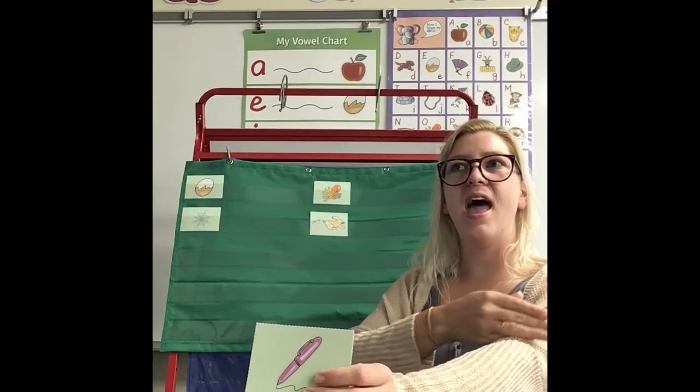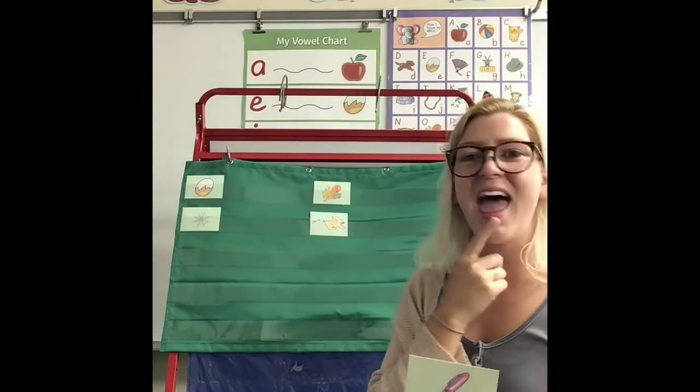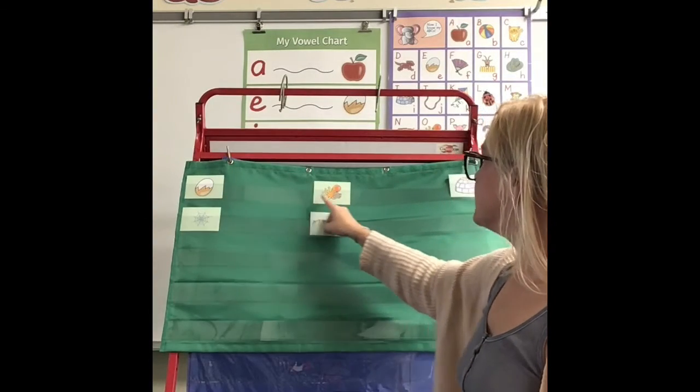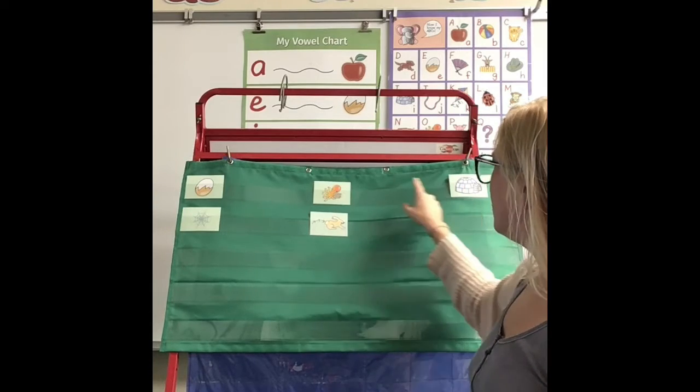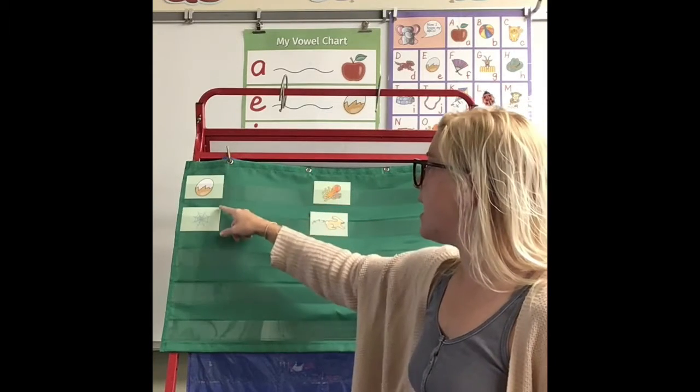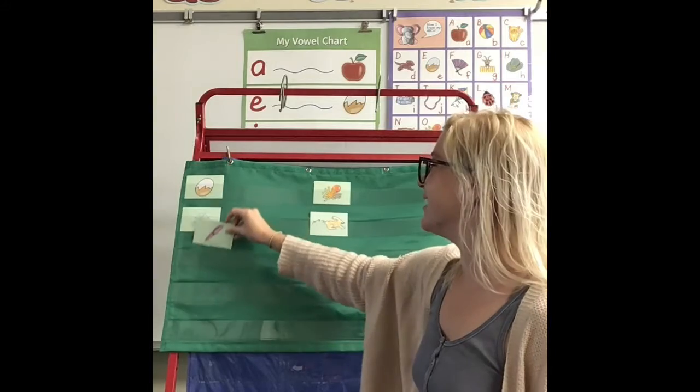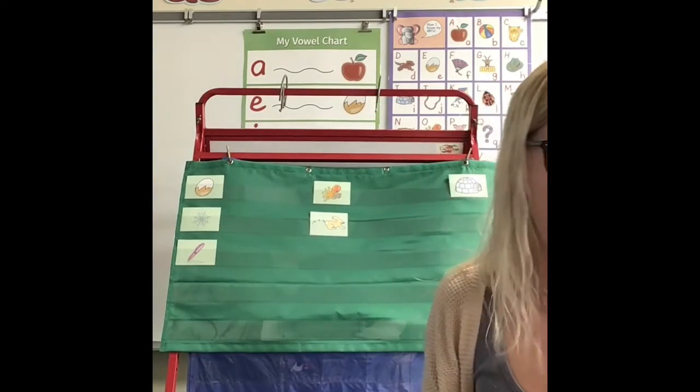How about this one? Pen. Let's really stretch it. Pen. I hear eh. Which picture says eh? Igloo, octopus, or egg? Egg. I hear an eh sound in the middle of pen.